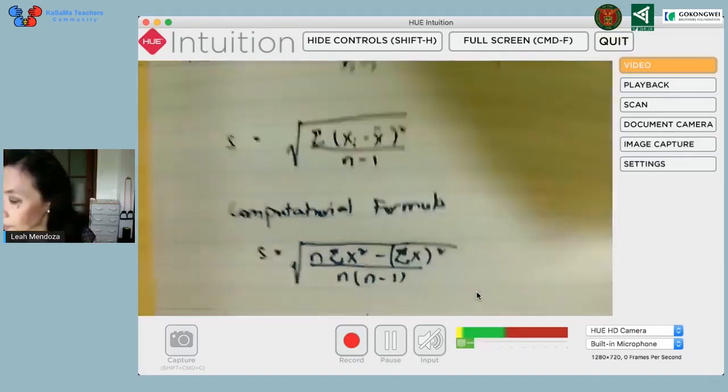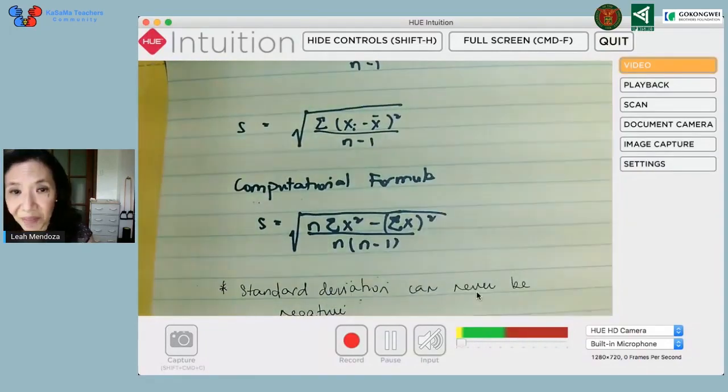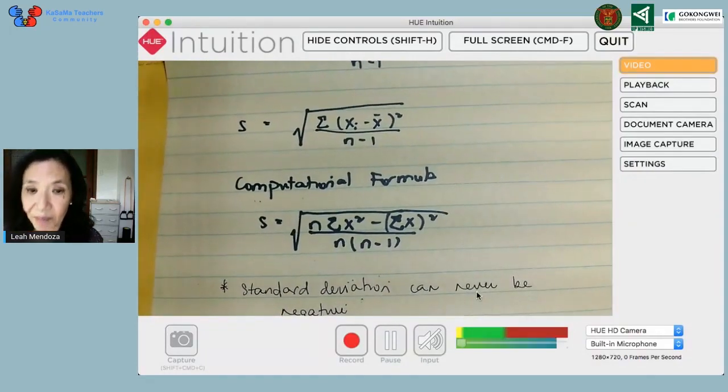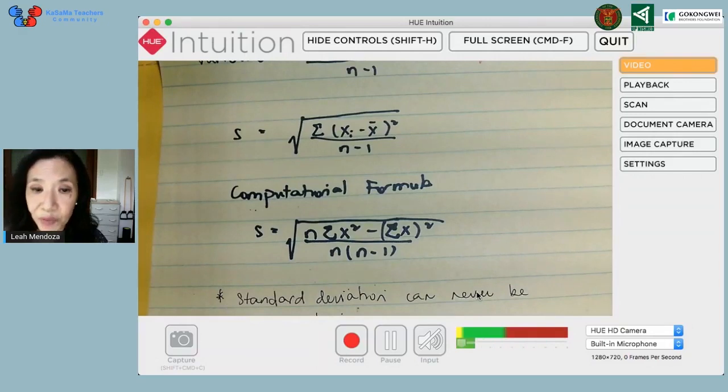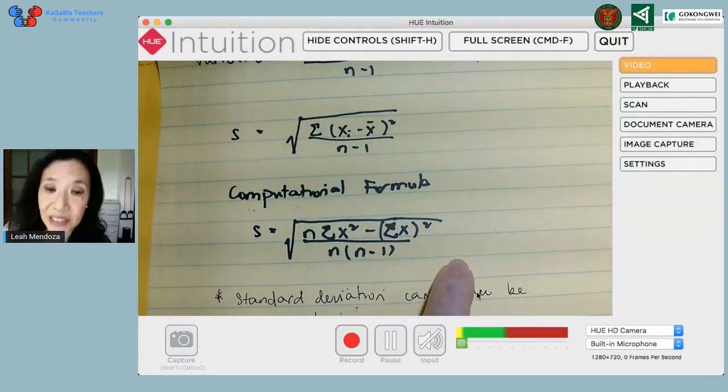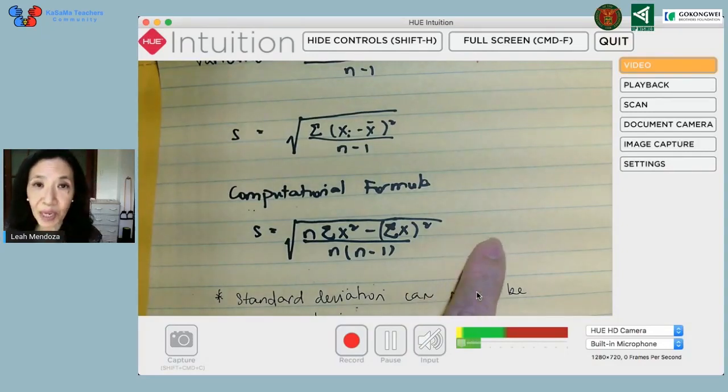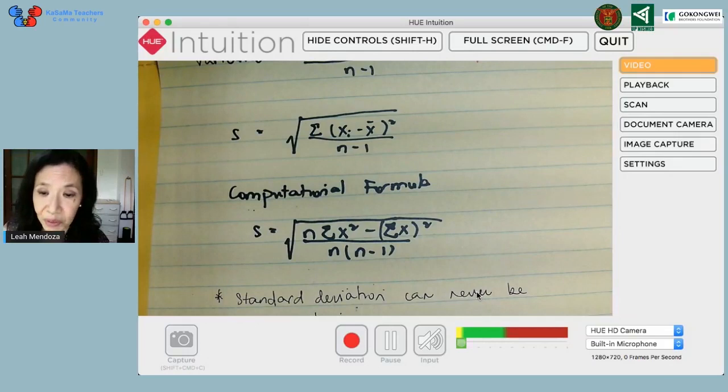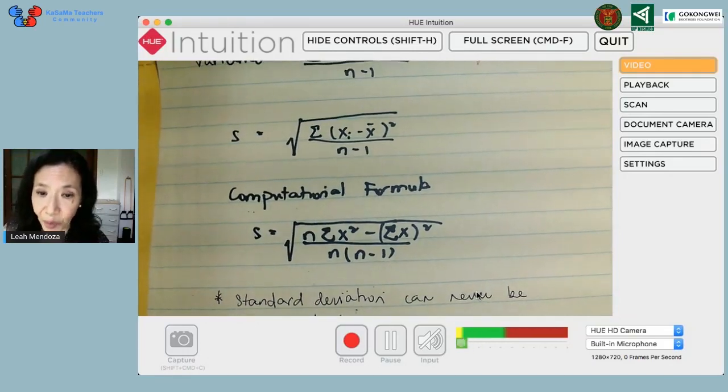Now, this is how it is defined in textbooks. But when I solve for the standard deviation, I would rather use this computational formula. It is easier for me, especially if you have a huge set of data you want to compute the standard deviation for.